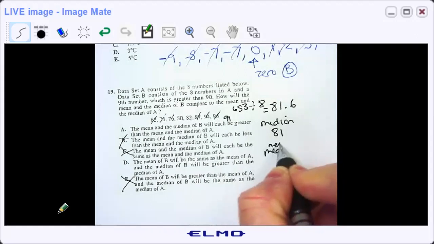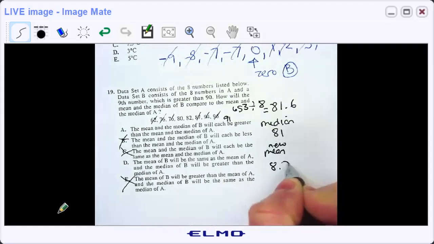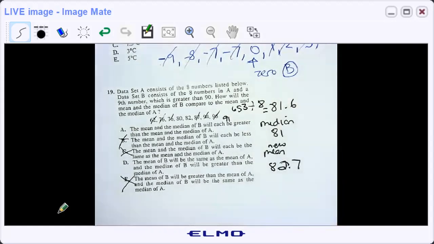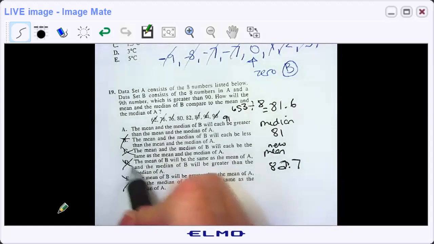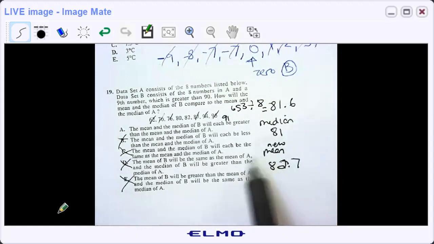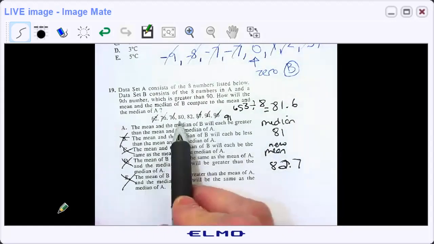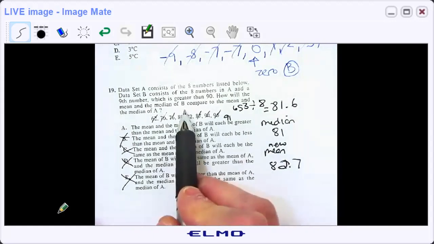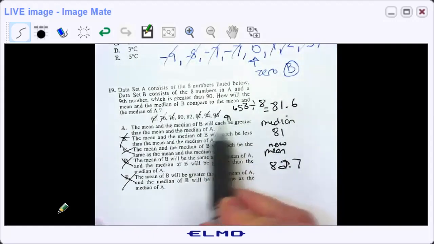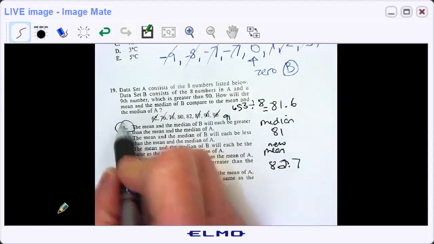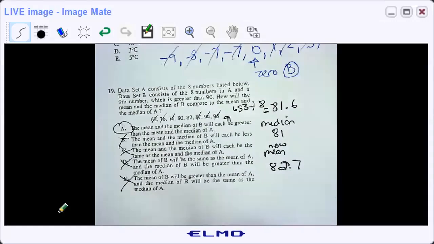The new mean, if you will, is going to be 82.7. So that eliminates the one down here that said the mean will be the same. So the mean's going to get bigger, and the median is actually going to be 82, because we're going to end up having to cross off this one and 91, and we're going to be left with 82. So A is the answer that works there.